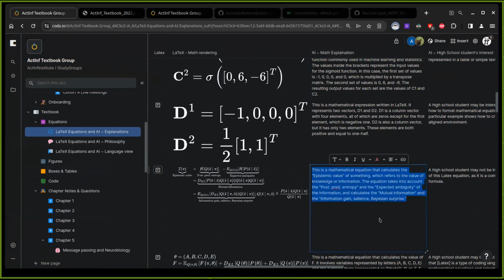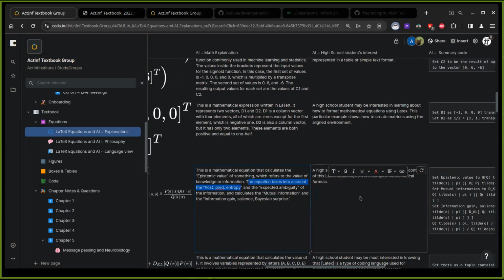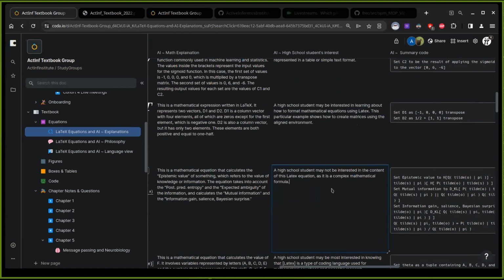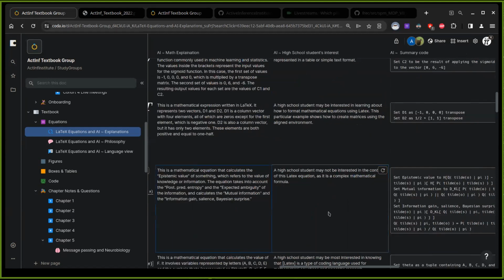Okay, this is a pretty straightforward reading. The epistemic value, I of pi, is being calculated based upon the posterior predictive entropy and the expected ambiguity. Not a very helpful explanation. This one is, why would a high school student be interested in it? They may not be interested. Think higher of high school students.